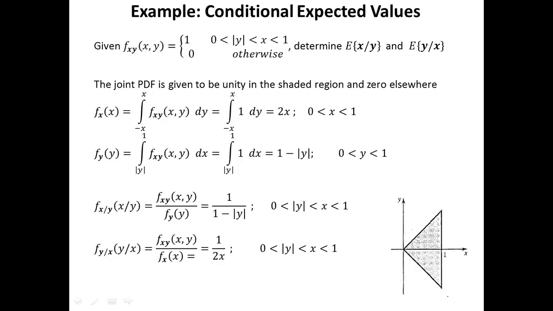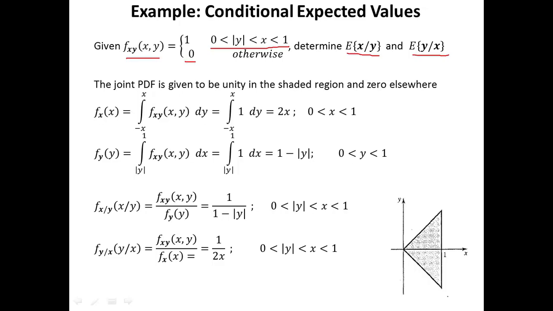Let us consider that the joint density function f xy is given as 1 for the range 0 less than magnitude y less than x less than 1, and otherwise 0, and we have been asked to determine E x by y and E y by x.